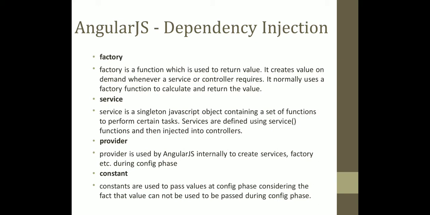So the factory function is used for returning a value, and the value is created as per the requirement of a service or any controller. Okay, and we will use it with the factory method. Then service. So service is a singleton JavaScript object containing a set of functions to perform certain tasks. So it contains a set of methods to perform any specific task.